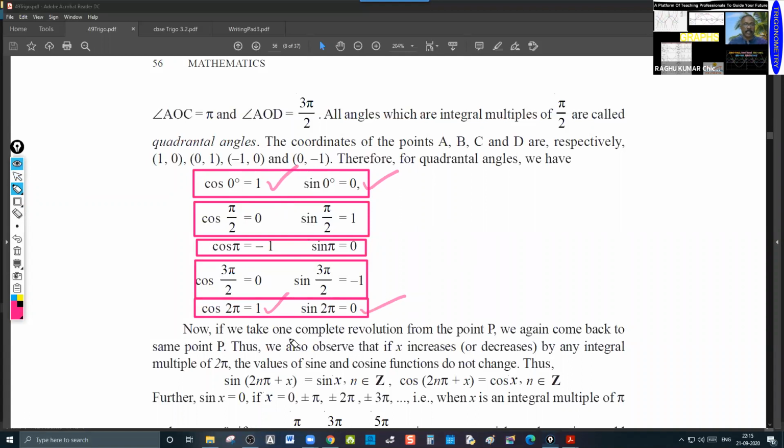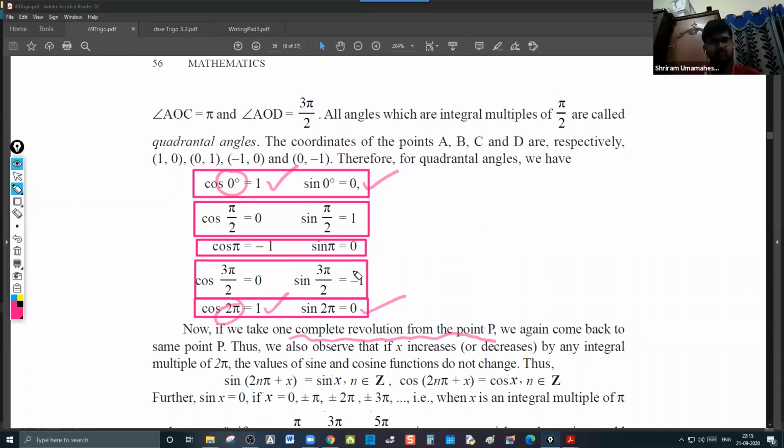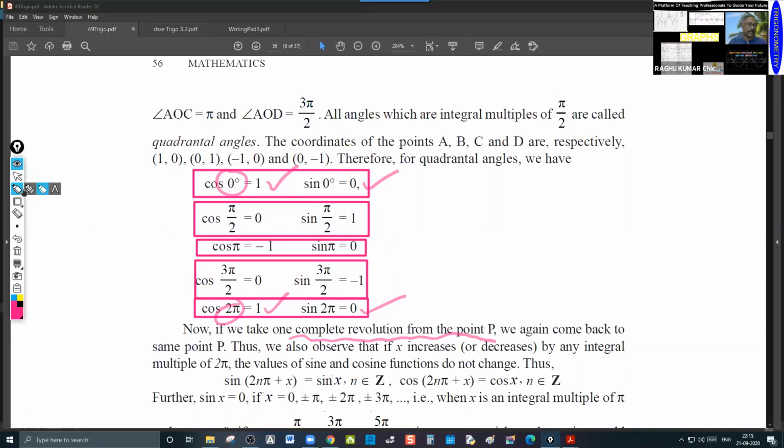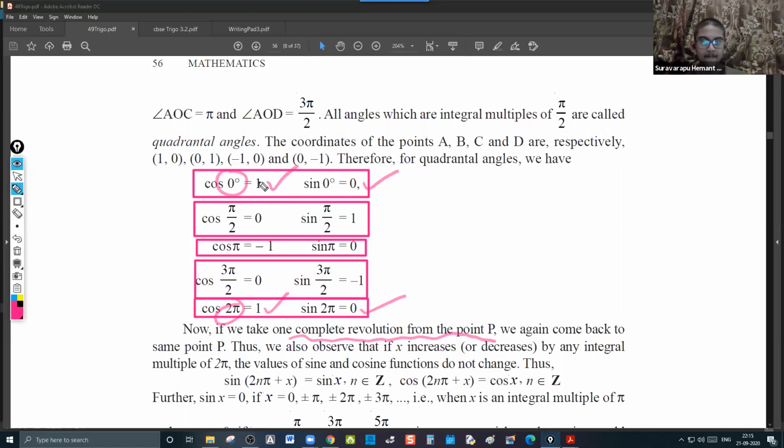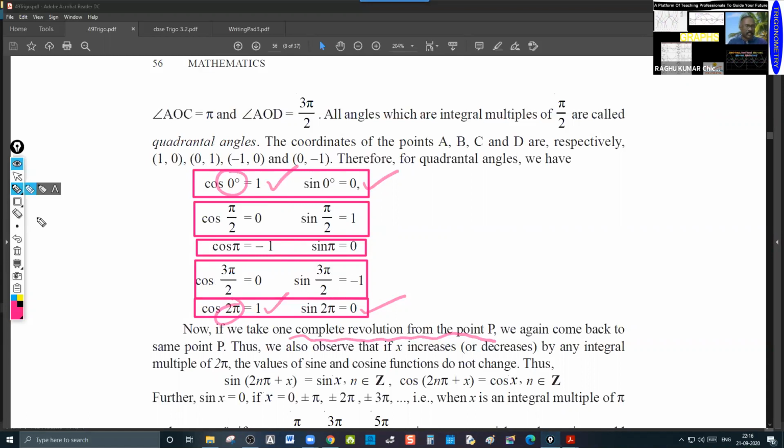One complete revolution it takes. Where have we started? We started at 0 and ended at 2 pi. 2 pi is nothing but 360. What is the angle at the center of a circle? 360. That's what we did: 0, 90, 180, 270, 360. These are called quadrant angles. So we have got the values of the different quadrant angles here.